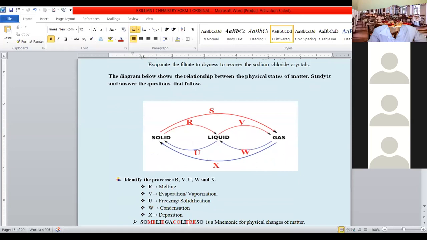Now let's check the answers. So we have melting, evaporation, which is also known as vaporization. We have also freezing, which is also known as solidification. Very good. Then we have condensation. Nilikuwa naambia mtoto aende alale. Then also we have deposition.